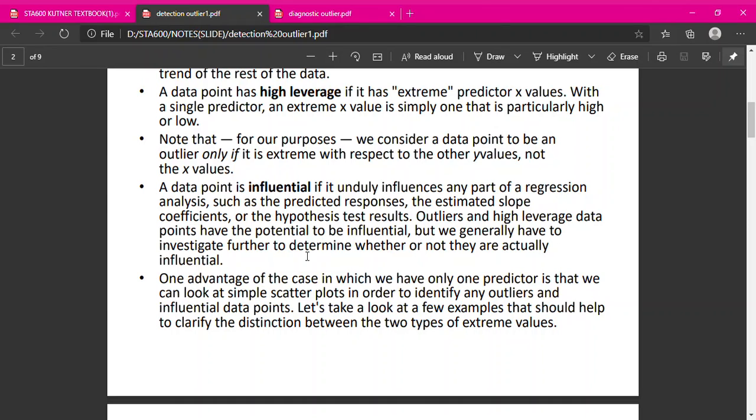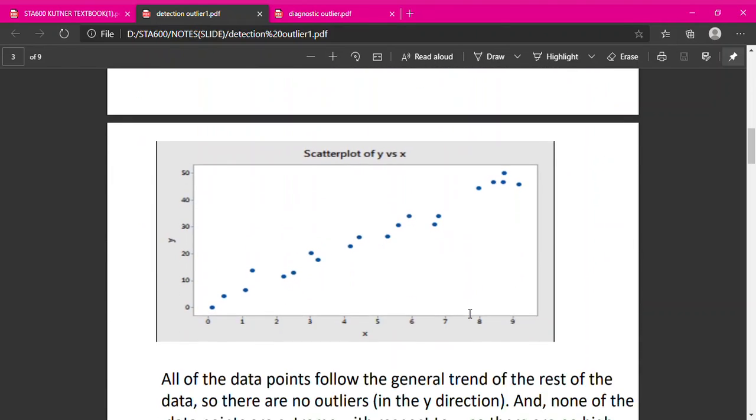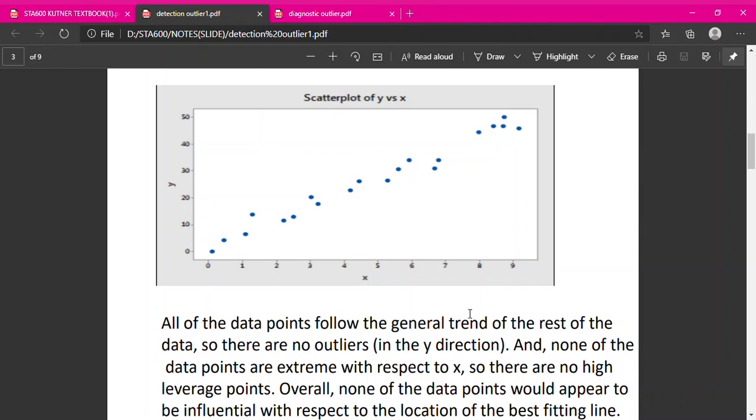Okay. And one advantage of the case in which we have only one predictor is that we can look at a simple scatter plot in order to identify any outlier and influential data points. Let's take a look at a few examples. Okay. So yang ni kalau kita ada satu X dan satu Y. Okay, contoh yang ni kita punya scatter plot. Nampak okay kan? Tak ada any extreme values in Y on X.